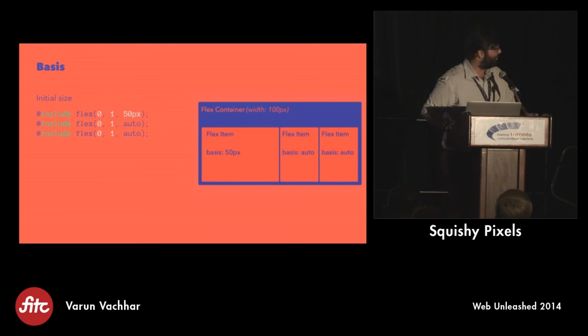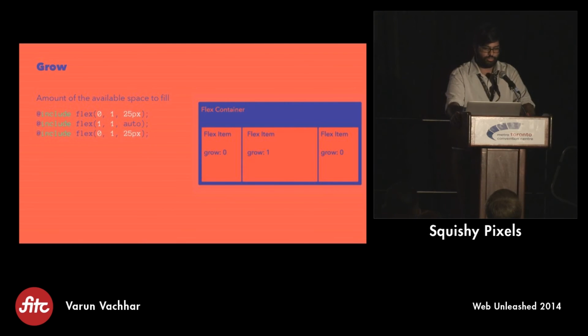So in this example, the Flex container has a width of 100 pixels. And then the first item on the right-hand side has a basis of 50 pixels, and the other 2 are set to auto. So in this case, the first item will fill half the container, and then the other 2 will just automatically size to fill the rest of the space.